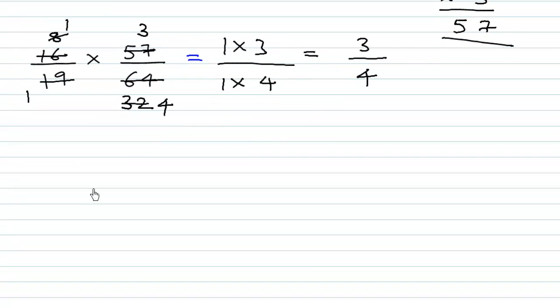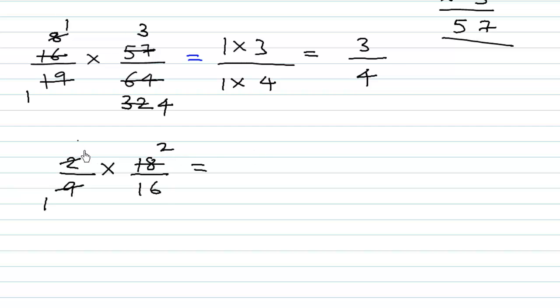Let me take another example. What is 2 upon 9 multiplied by 18 upon 16? So over here you can say that 9 1s are 9, 9 2s are 18, 2 1s are 2, 2 8s are 16, then 2 1s are 2, 2 4s are 8. So the final answer is 1 1s is 1 and 1 4s is 4. So in fact, multiplication of fractions is much simpler than addition or subtraction of fractions.